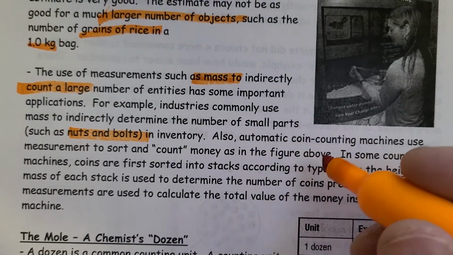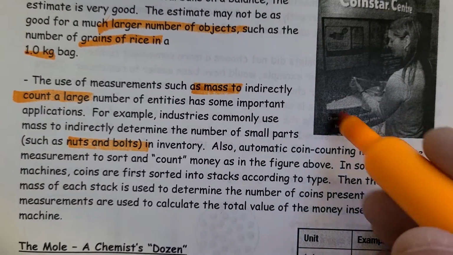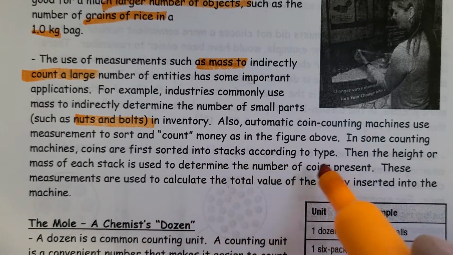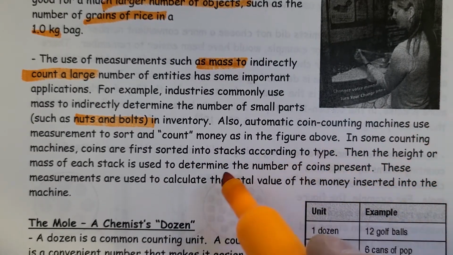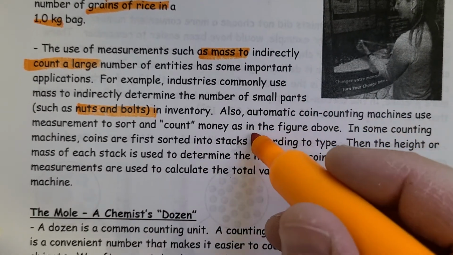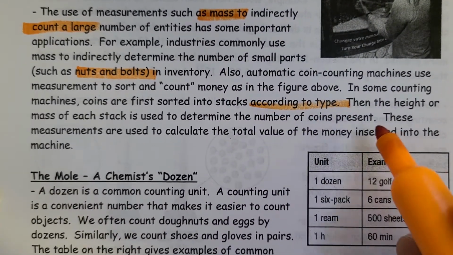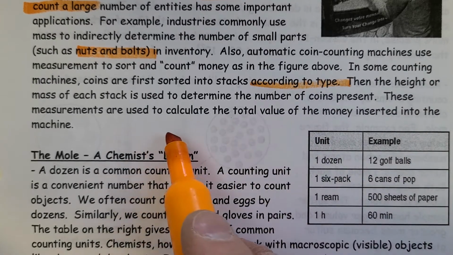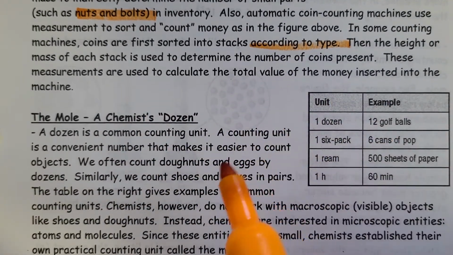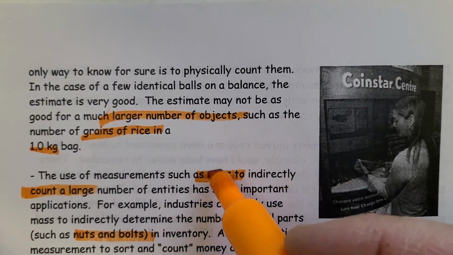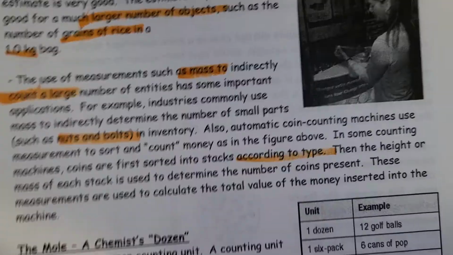Also, automatic coin counting machines, such as in this picture here, use measurement to sort and count money, as in the figure above. In some counting machines, coins are first sorted into stacks according to type. Then the height or mass of each stack is used to determine the number of coins present. These measurements are used to calculate the total value of the money inserted into the machine. So there we go. Those are some examples of using mass to count things.